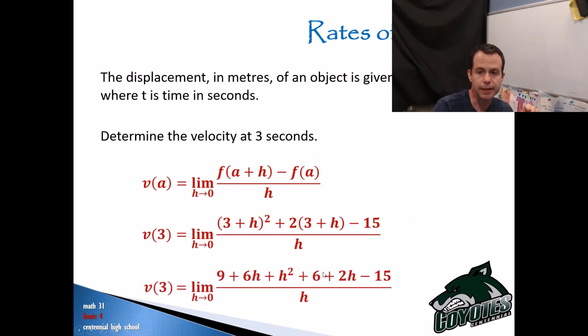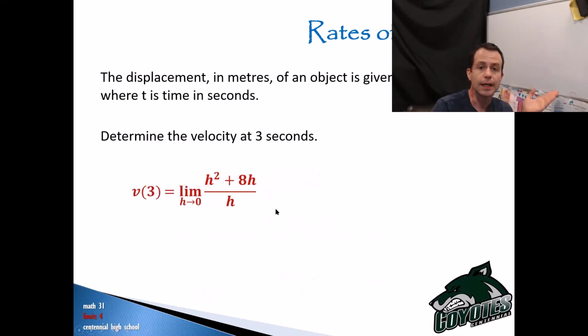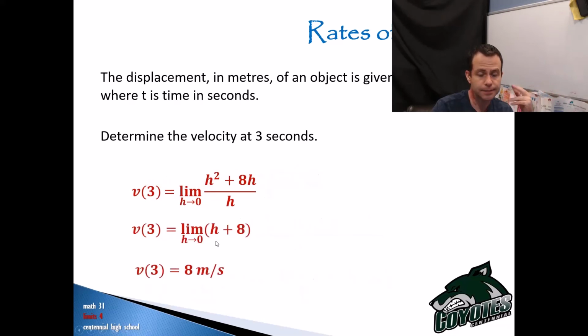Okay, 9 plus 6 is 15 minus 15, so my numbers are gone. I've got h squared plus 8h all over h. So I can't do direct substitution right now, but I can factor out an h, and that'll get rid of my problem. So that will give me h plus 8. Then I can do my substitution, plug 0 in, and I get 8 meters per second. So the velocity at 3 seconds is 8 meters per second. At that 3 second mark, right at that point in time, this object is moving 8 meters per second.